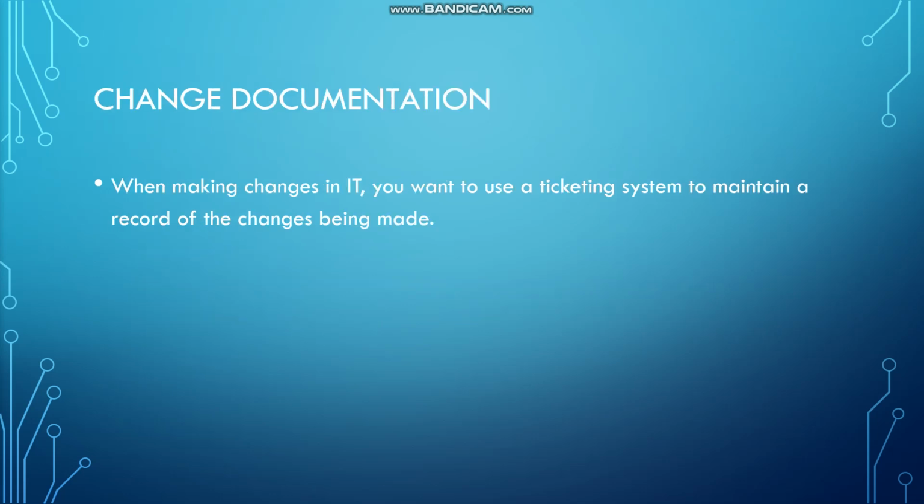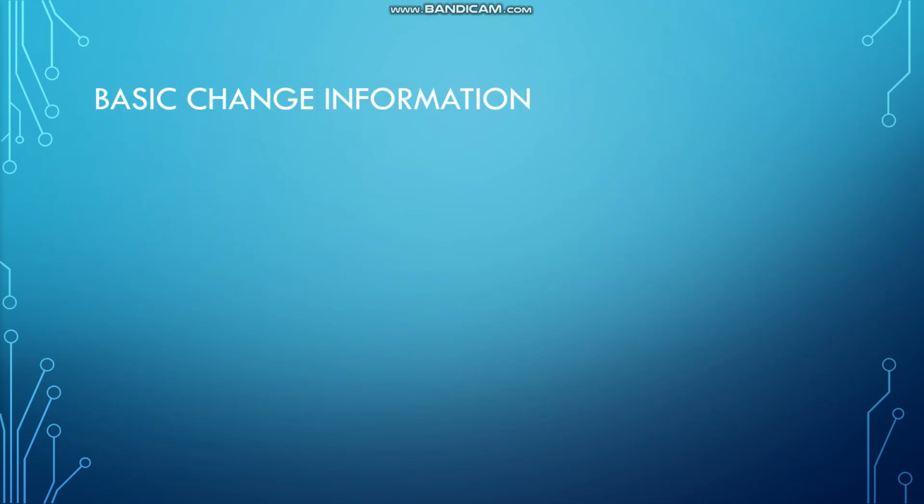Change documentation. When you make changes, you want to document your changes. And you usually would use a ticketing system of some sort to maintain a record of the changes being made. Basic change information will consist of a change number, a requester, that's who requested the change, the request date, when the requester made the request, a start date and time, an end date and time. This is what's called the maintenance window. You will begin at this time and end at this time. Your change should be complete by then.